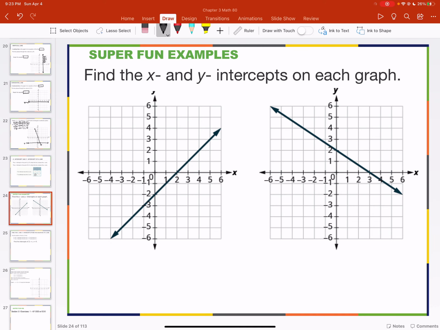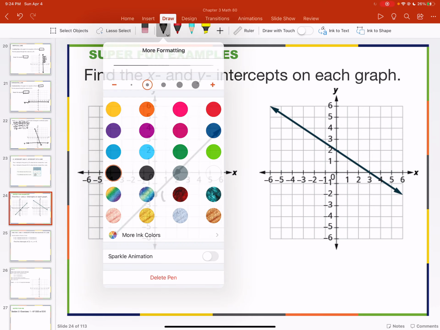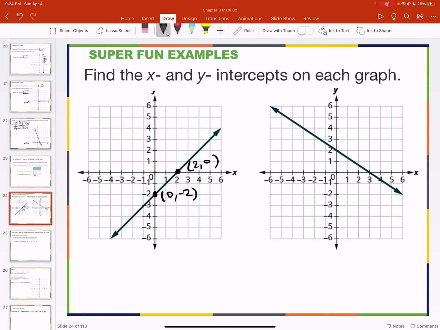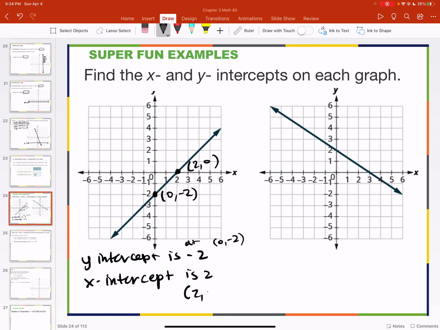Let's say given a graph, can we find the intercepts? Well, they're right here. Here's one, here's another one. We have the point 0, negative 2 here, and this is the point 2, 0. So you can say the y-intercept is negative 2 and the x-intercept is 2. Or we could say the y-intercept is at 0, comma, negative 2, and the x-intercept is at 2, 0.